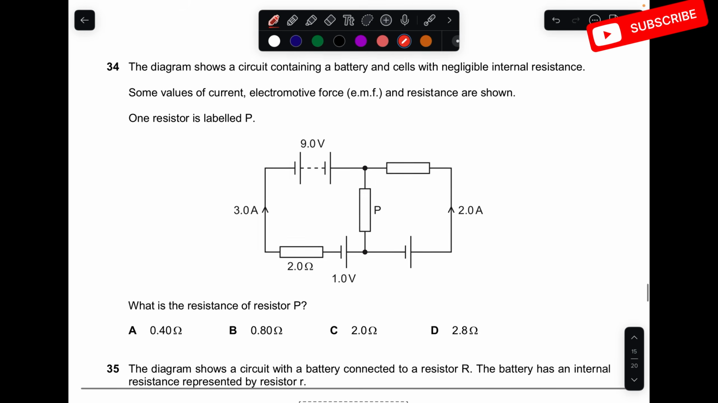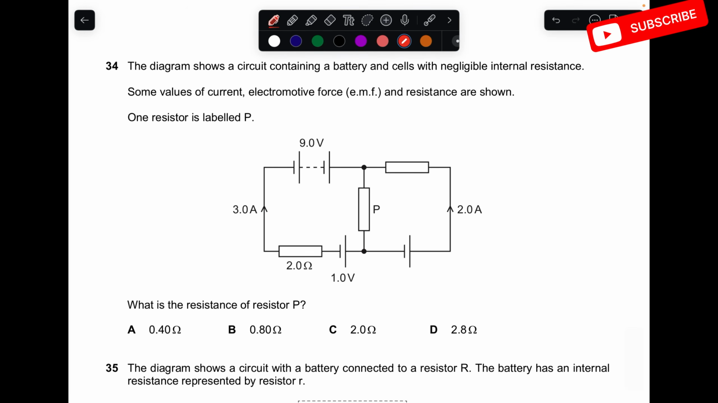Question 34. The diagram shows a circuit containing a battery and a cell with negligible internal resistance. Some values are given. What you have to find is R, the resistance. To find R, we need the voltage and the current through P. If 2 is coming from this point and 3 is coming from this point, this will be 5 ampere. So current is 5, I know.